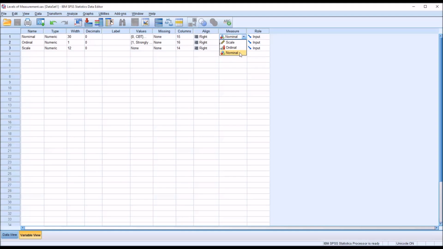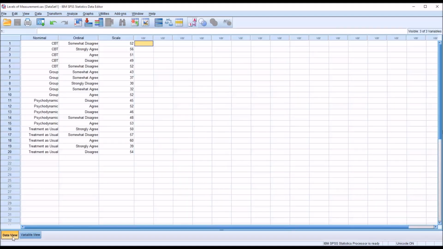So even though we have nominal, ordinal, interval, and ratio as distinct levels of measurement, SPSS only recognizes three: nominal, ordinal, and scale, because there's no distinction drawn between interval and ratio in SPSS. They're both referred to as scale.